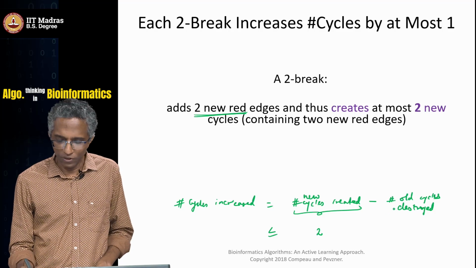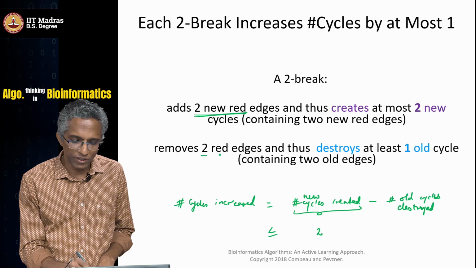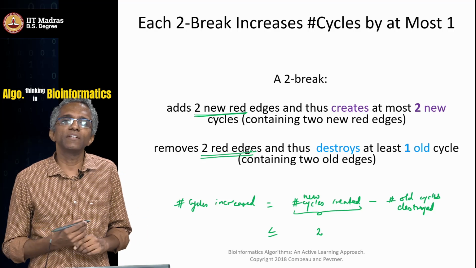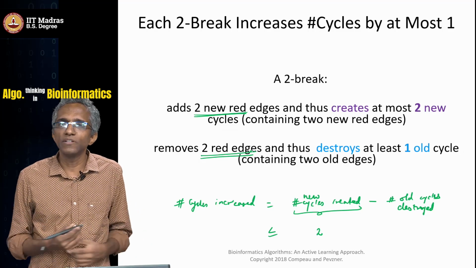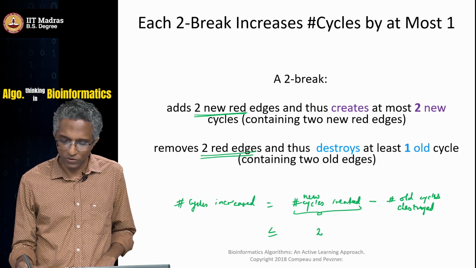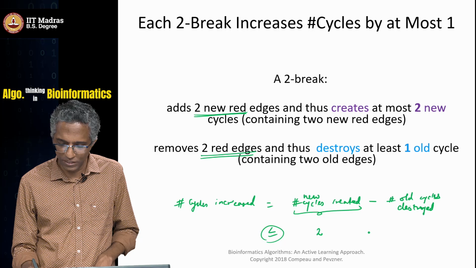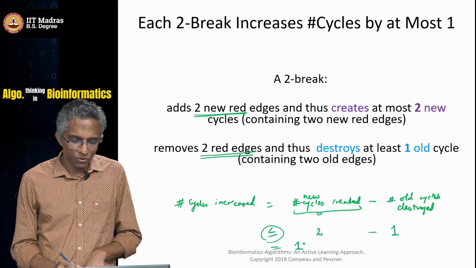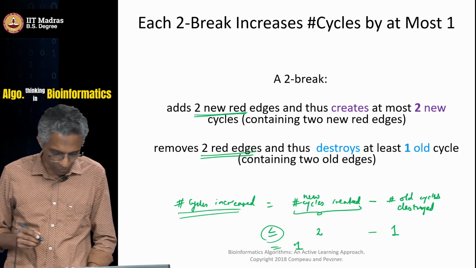Okay. And the number of old cycles destroyed, we need to have a lower bound on that, because you are removing 2 red edges, right, and then that can participate in the same cycle, and you are destroying at least 1. There may also be 2 cycles that you destroy, but at least 1 cycle you will be destroying by removing 2 edges. So, this is going to be at least 1, but because of this negative sign, this overall at most remains the same. So, you have 2 minus 1, and that is equal to 1.